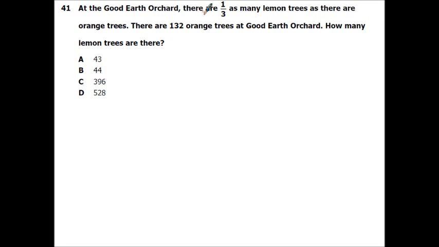Alright, at Good Earth Orchard, there are 1/3 as many lemon trees as there are orange trees. There are 132 orange trees. At Good Earth Orchard, how many lemon trees are there? Alright, so if there's 1/3, that means there are fewer lemon trees than orange trees, so you should know right away you can get rid of these.